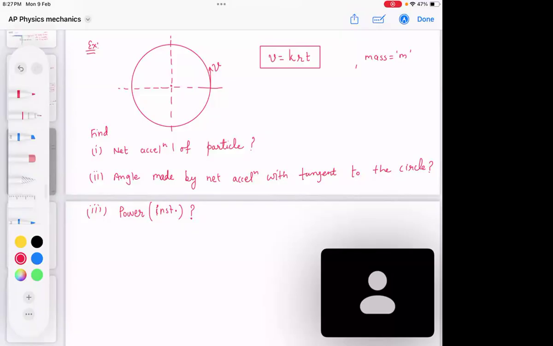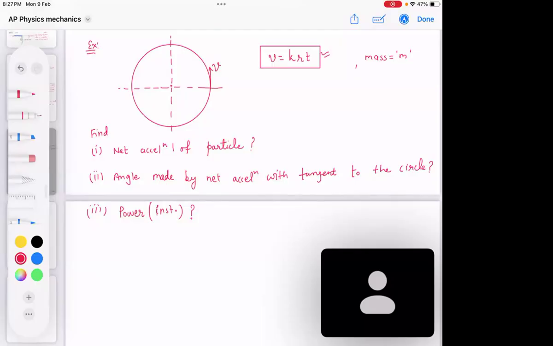Uniform circular motion means what? Velocity will always change in a circular motion. But if it is a uniform circular motion, speed will never change. If it is a non-uniform circular motion, speed will keep on changing, that means the magnitude of velocity will keep on changing. As you look at the expression, you will find that the speed of the particle is changing with time. So actually, this is a non-uniform circular motion.